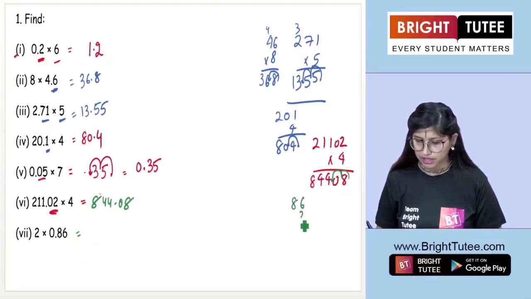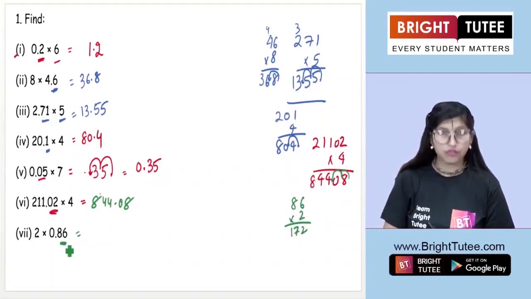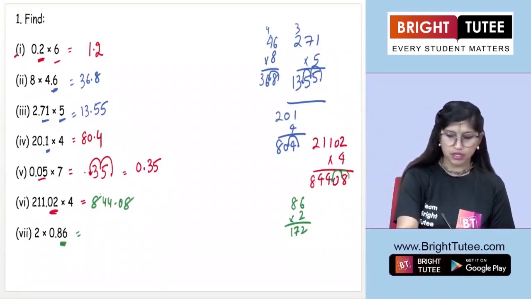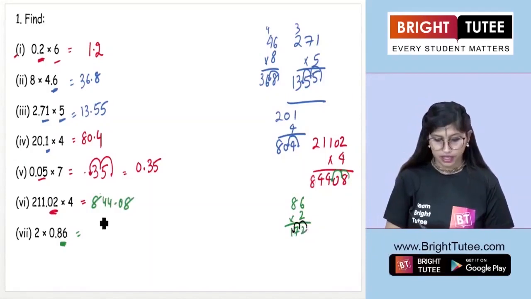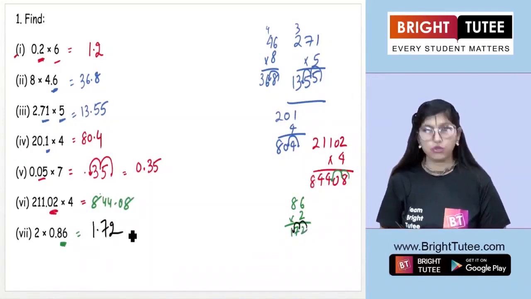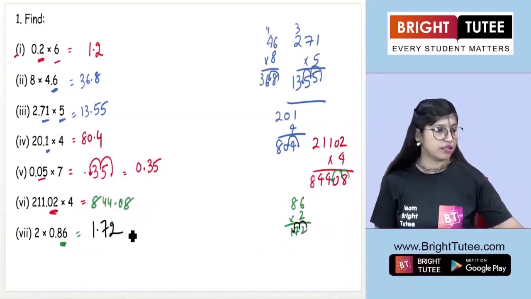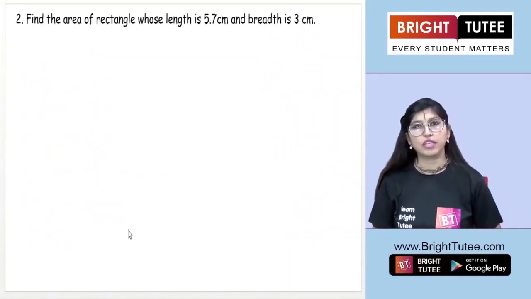Right? Next part says 2 times 0.86. So we're multiplying 86 and 2. We'll be getting 172. We have two digits after the decimal point. So what do we do? Very good. So we'll be getting 1.72 as the final answer. Moving on to second question.